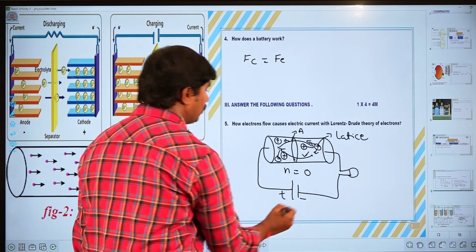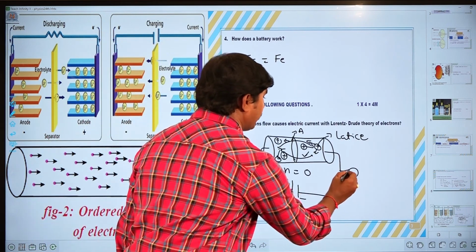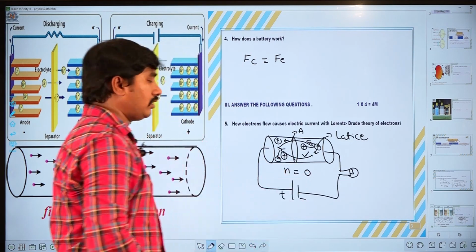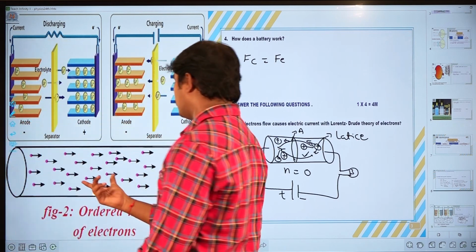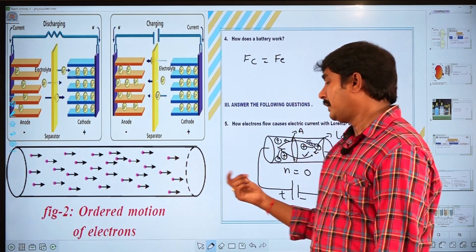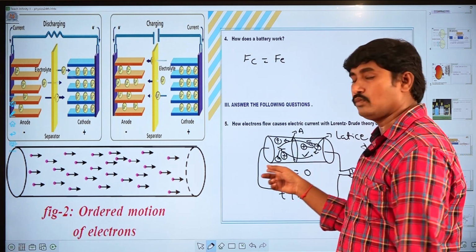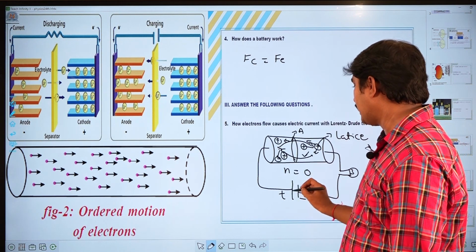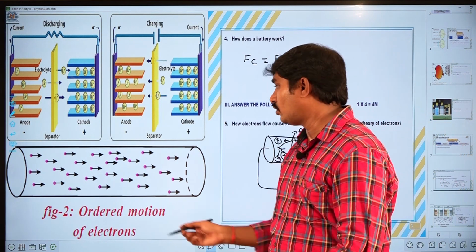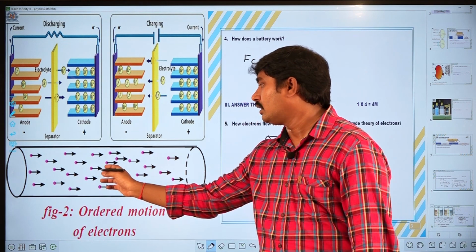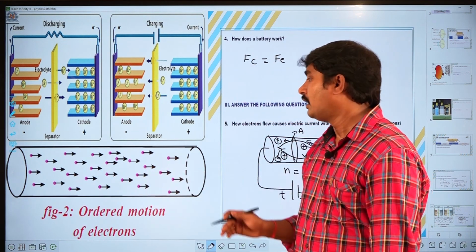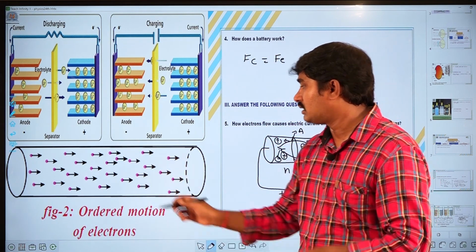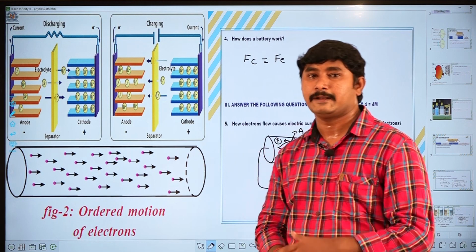Now, with the battery's plus and minus terminals connected, the battery gives some additional charge, and due to that, all the electrons move in an ordered motion. Before connecting the battery, all the electrons moved randomly. When you connect the battery, the bulb will glow, because the electrons are moving in an ordered motion. Take any area of cross section: the number of electrons moving through that area is called electric current.